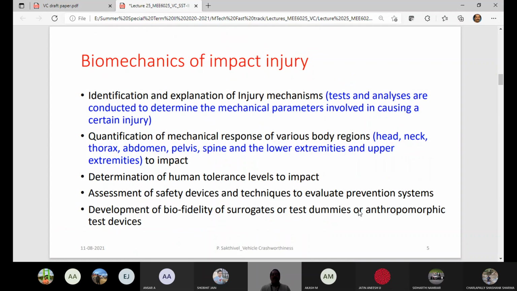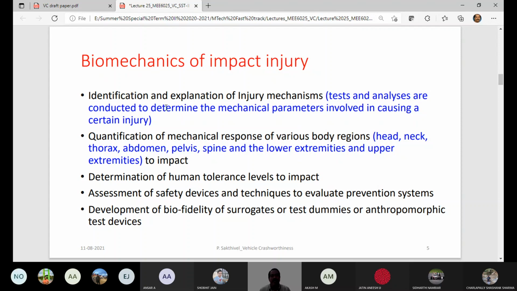When you look at biomechanics of impact injury, there are 4 main objectives. What are those 4 main objectives? Identification and explanation of injury mechanisms. We should first understand what is the cause of the injury. That is the identification and explanation of injury mechanisms. How can we do that? It can be done by various tests and analysis to determine the mechanical parameters involved in causing that particular type of injury.